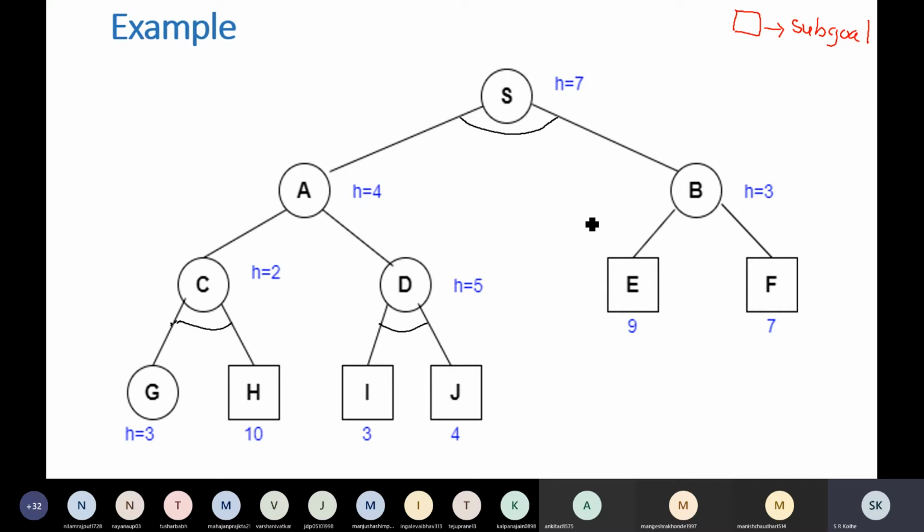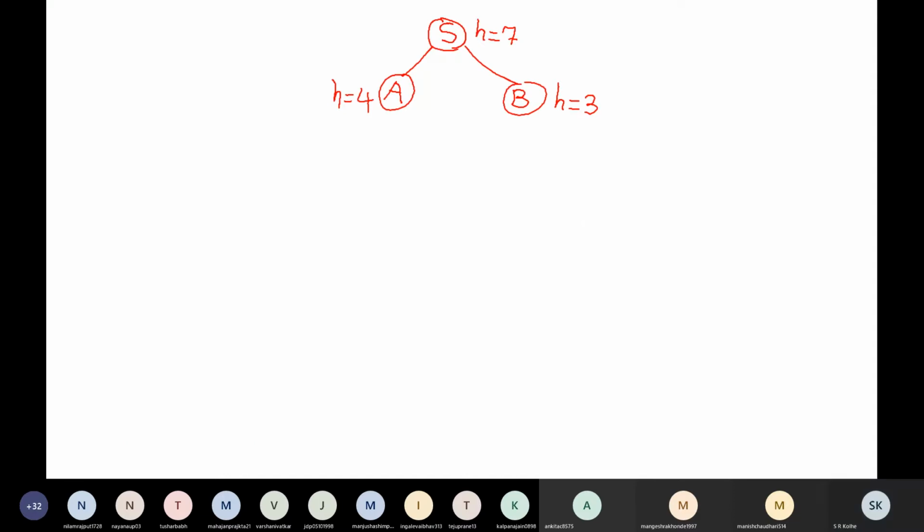Now what will happen? Explore. Since that is AND, this is given to you as AND. What will happen now?